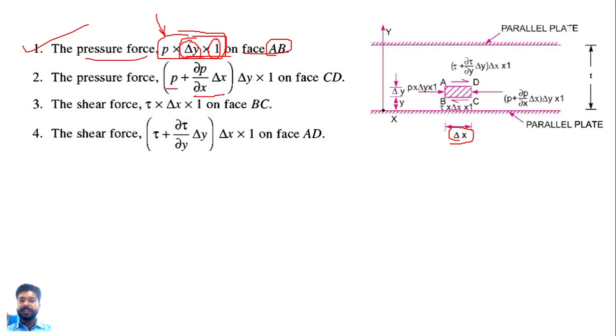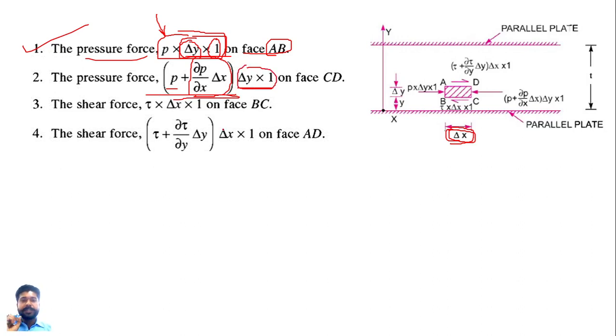So here it is the change in pressure intensity due to the length of delta x. This component shows the change in pressure intensity due to the length of delta x, into the area, and the area of this side CD is again delta y, which is the height, and the width of side CD is unity. So this force is P plus del P upon del x into delta x, the pressure intensity applied on the side CD, into this area.